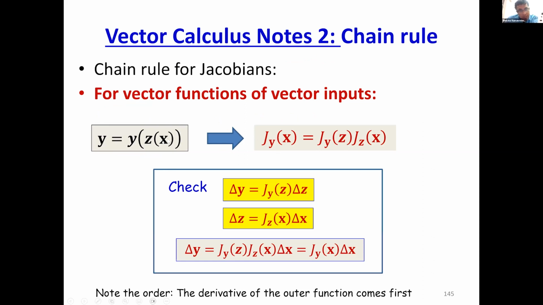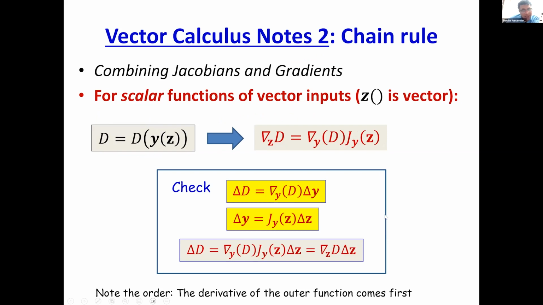So the Jacobian of y with respect to x is going to be the Jacobian of y with respect to z times the Jacobian of z with respect to x. You can check it out, right? On the other hand, if d is a scalar and y is a vector and z is a vector, the same thing applies. The derivative of d with respect to z is going to be the derivative of d with respect to y times the Jacobian of y with respect to z. So the outermost guy becomes the first term. The outermost guy, so this literally means z influences y influences d, correct? That's what this equation means.